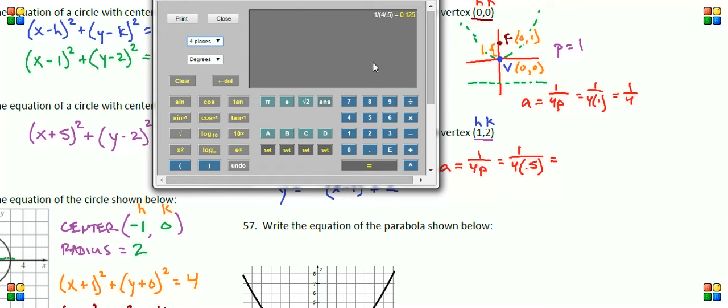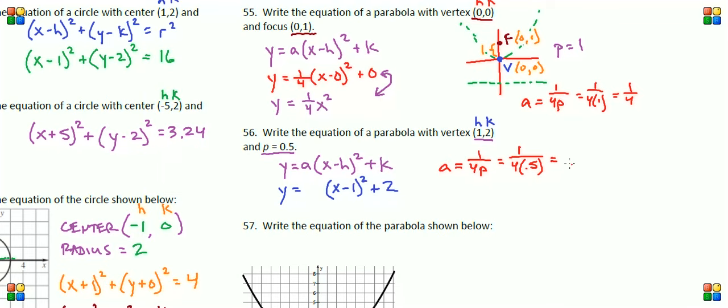Maybe some of you noticed that. Let's try it again. It should have been 1 divided by, in parentheses, 4 times 0.5. I accidentally divided that. 4 times 0.5, close parentheses, press the equal sign, and now I have 0.5. That looks better. So our value of a is going to be 0.5.